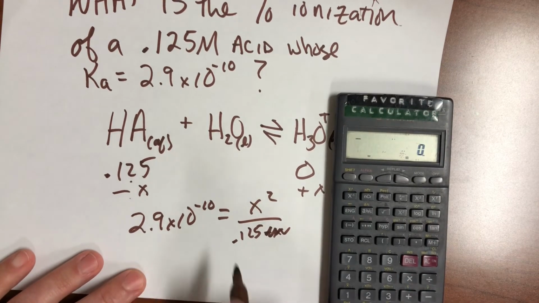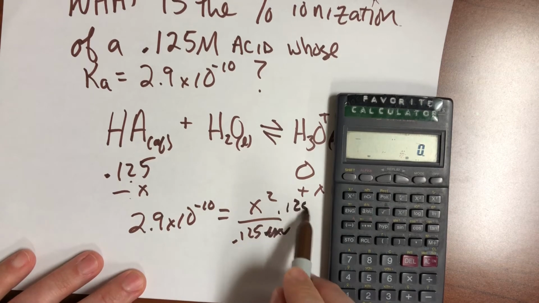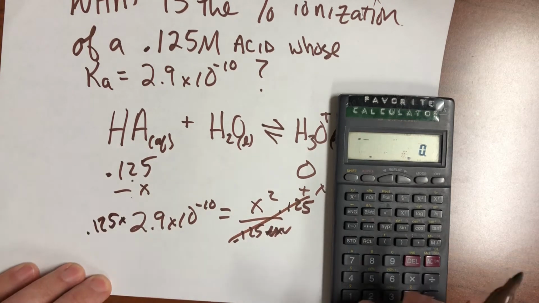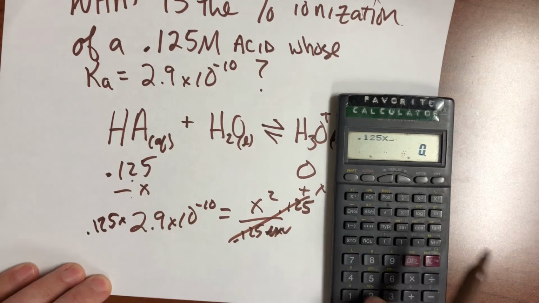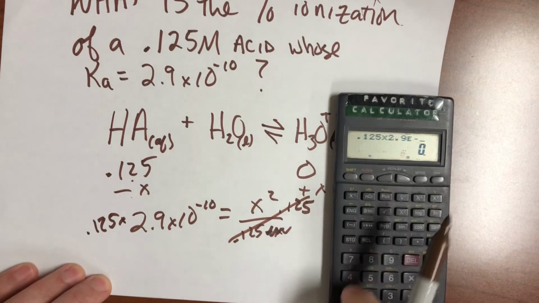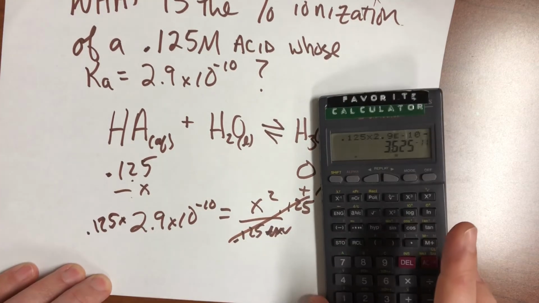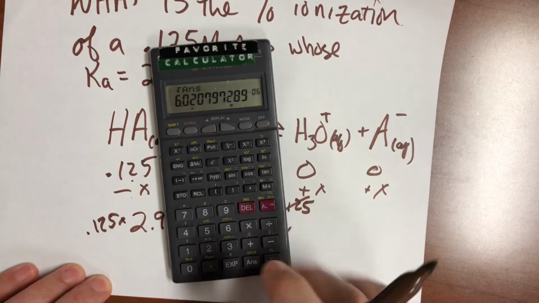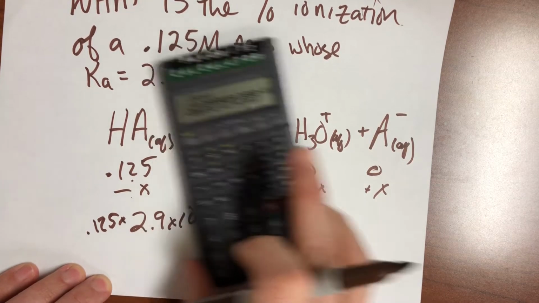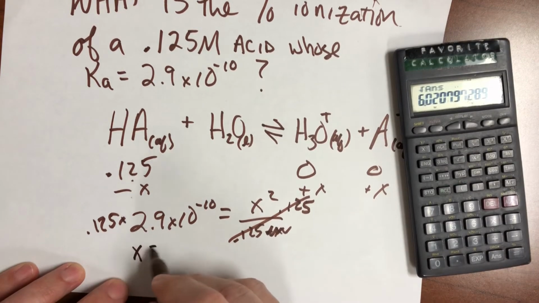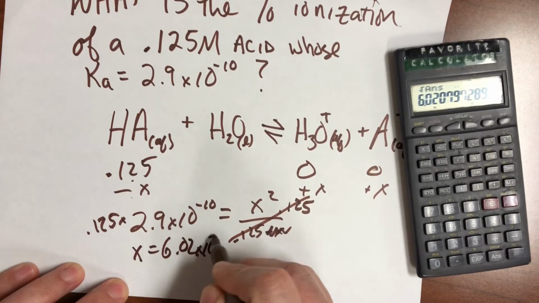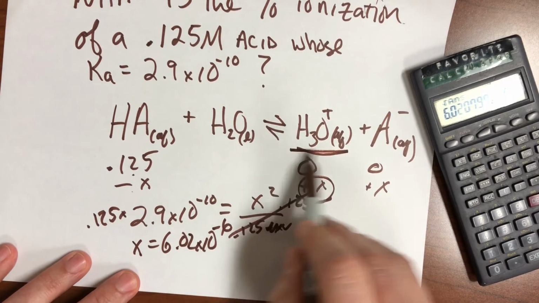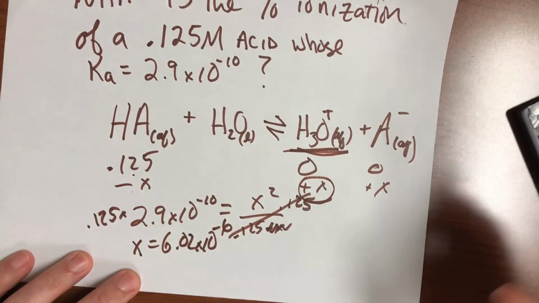Now we're going to multiply both sides by 0.125 to get the x squared by itself. 0.125 times 2.9 times 10 to the negative 10th is 3.625 times 10 to the negative 11th. And we're going to take the square root of that, 6.02 times 10 to the negative 6th. So x is 6.02 times 10 to the negative 6. So that is our x. What was x again, though? X was the hydronium concentration at equilibrium.